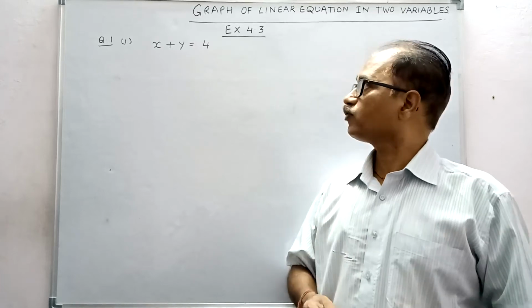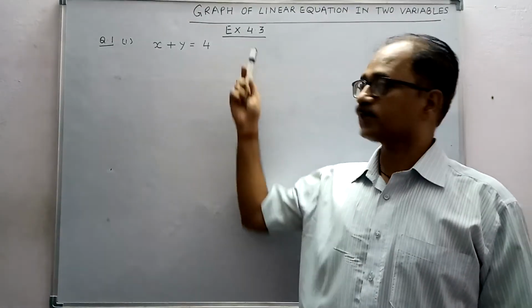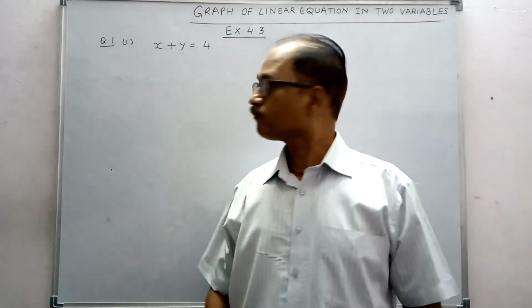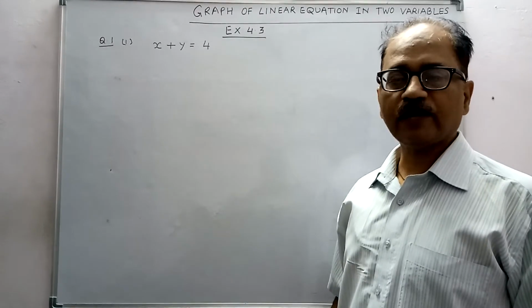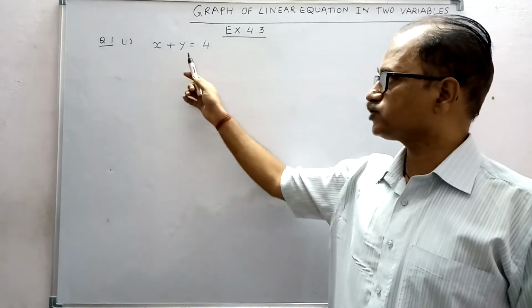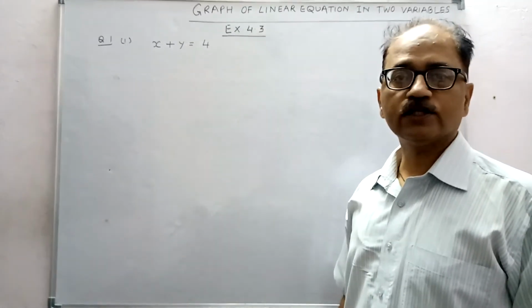Graph of linear equation in two variables, exercise 4.3. Question number 1, part first, x plus y is equal to 4. Here you have to plot the line x plus y is equal to 4 on the graph paper.